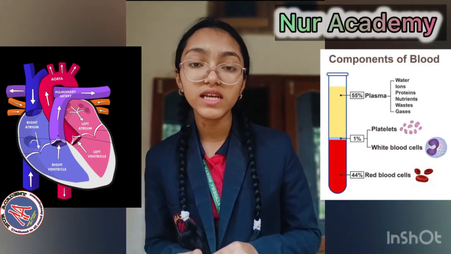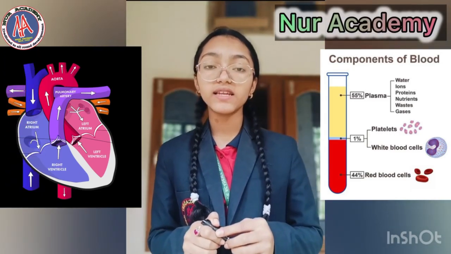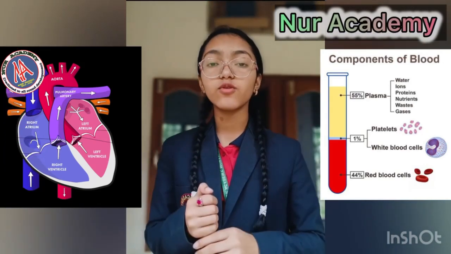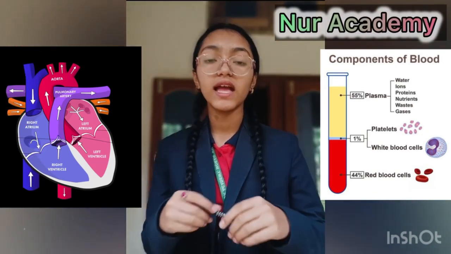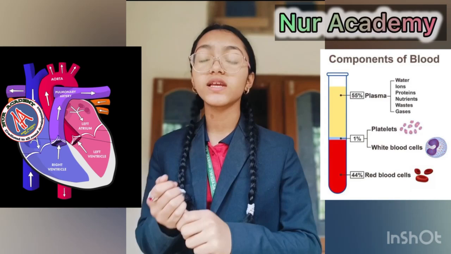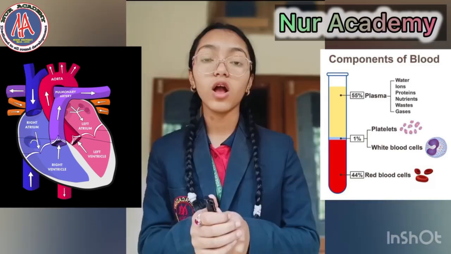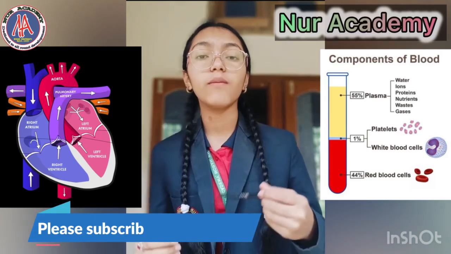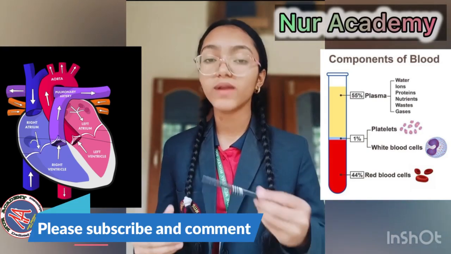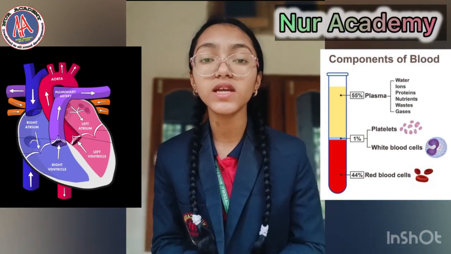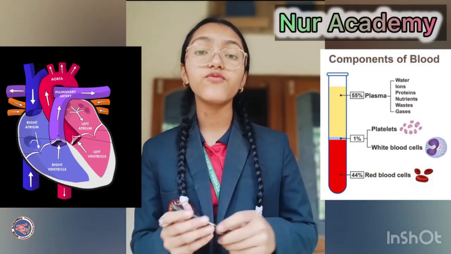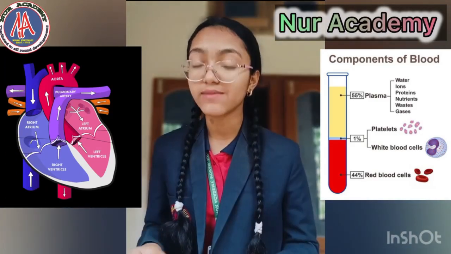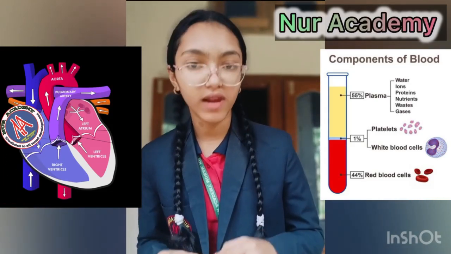So RBC is the red blood cells, and there is hemoglobin present in the red blood cells, and hemoglobin is a red pigment, and the red blood cells help to carry oxygen throughout the body. Now let me tell you about WBC or white blood cells. So WBC or white blood cells help to fight against infection, and the last one is platelets. Platelets help in the clotting of blood.